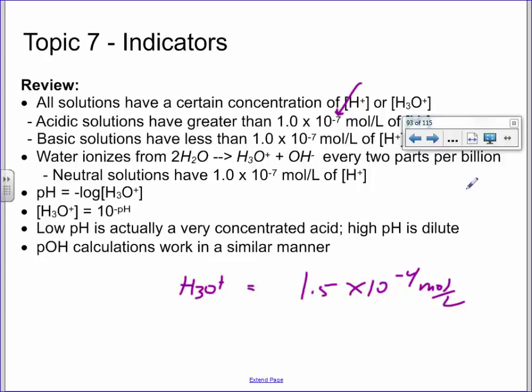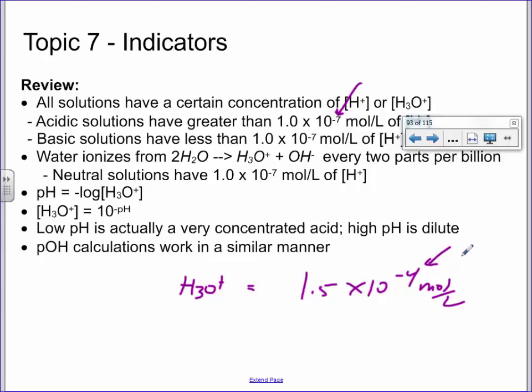Before I go too much further, let's just talk through this without a calculator. Would you expect this to be an acid or a base solution? If it's got a concentration of 1.5 times 10 to the minus 4 moles per liter. Acid or base? Why an acid? You're right. Yeah, the exponent is less than 7, and by that it means that we have a higher concentration of acid molecules than neutral water would have, all because of this.